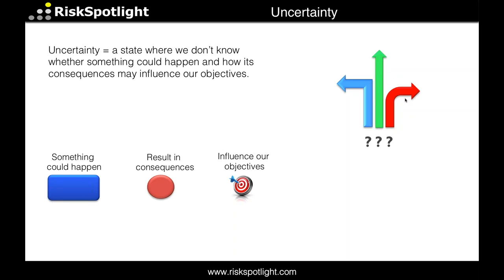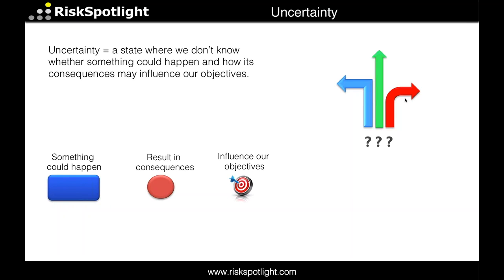So uncertainty, there are lots of definitions out there, but just for this course, the definition I would use is that it's a state where we don't know whether something could happen, and if it could happen, it would result in some consequences. And then we only care about those consequences if they may influence some objective we are trying to achieve.